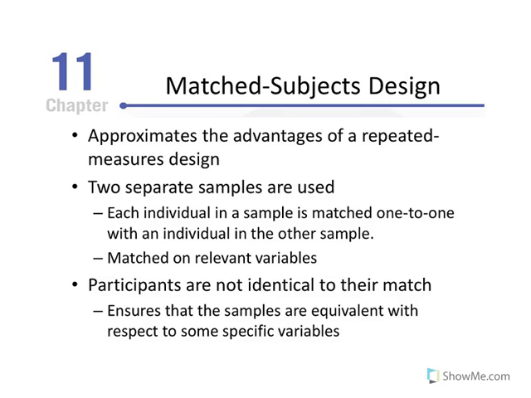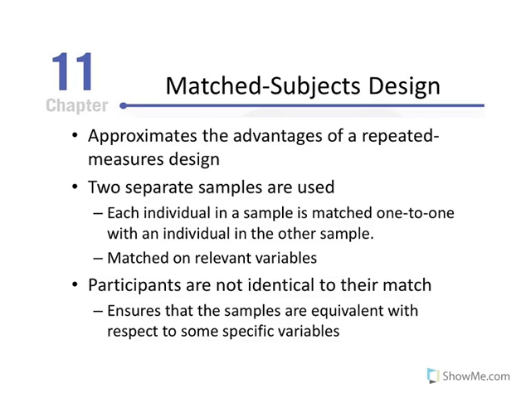So it's not the same person, but it's a person that looks very similar to them based on certain variables that are important to that particular study. Again, this is a bit of a hybrid between the independent measures t-test and the repeated measures design. It takes advantage of the fact that repeated measures design holds variability constant across the conditions, but it takes elements from the independent measures t-test by having separate individuals in each condition. Participants are not identical to their match, but it ensures that the samples are equivalent with respect to some specific variables.